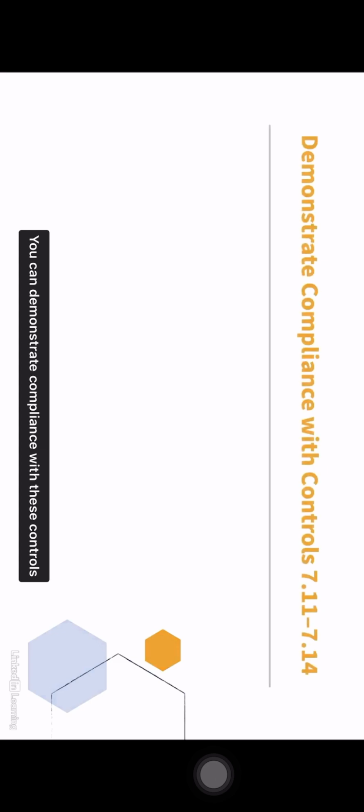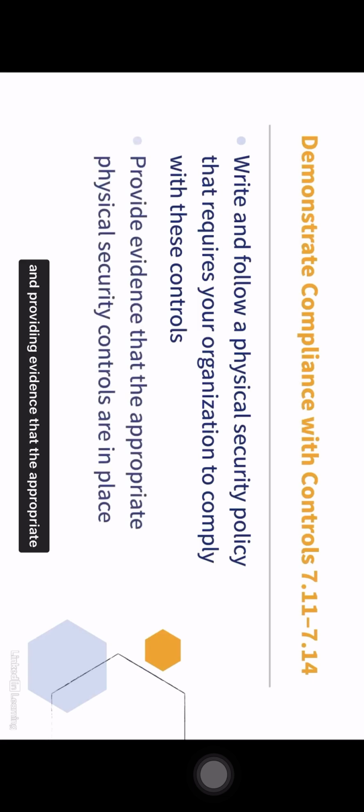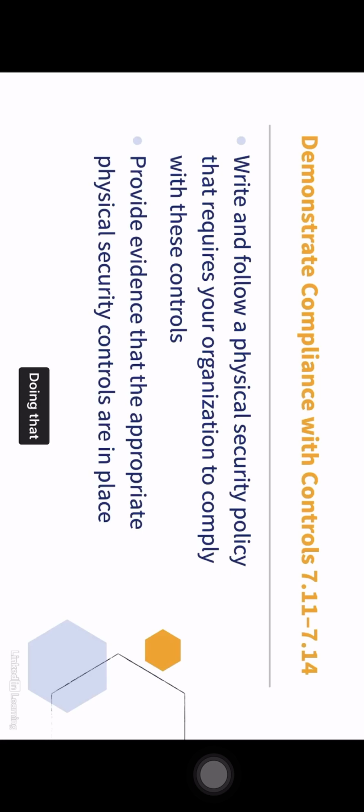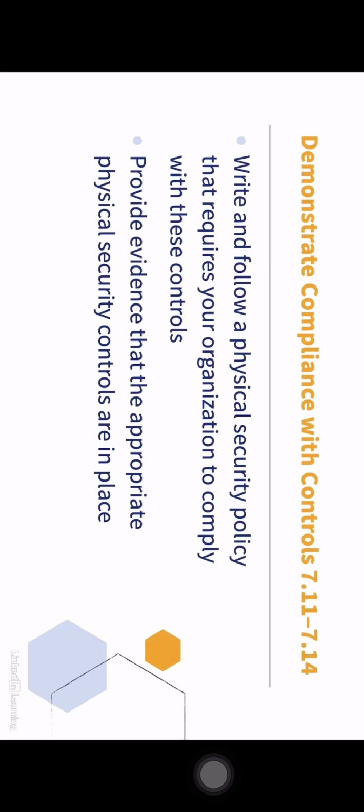You can demonstrate compliance with these controls by writing and following a physical security policy that requires your organization to comply with these controls, and providing evidence that the appropriate physical security controls are in place. If your organization isn't already regularly inspecting and testing the services provided by supporting utilities, take a moment to think about how you could get that process started. Doing that and following the other practices I covered in this video will help protect your organization from disruptions and data loss, as well as comply with controls 7.11 through 7.14 of ISO 27001.